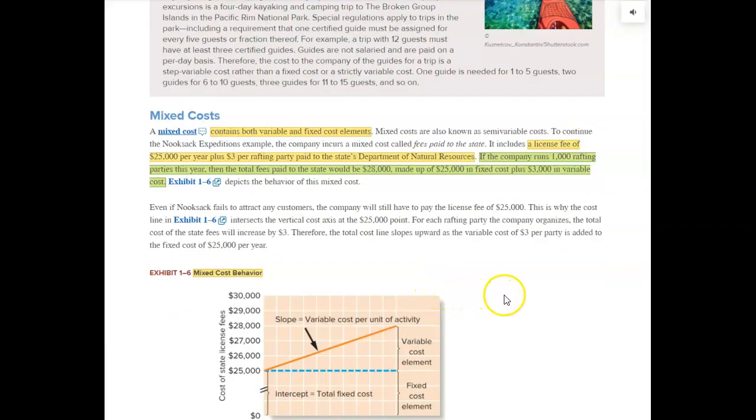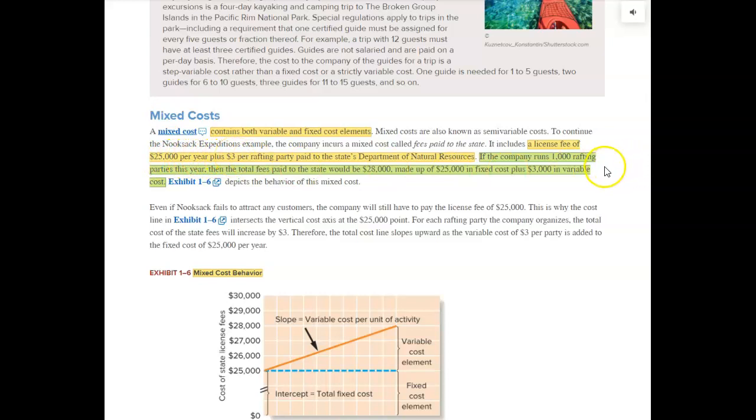A mixed cost is a cost that has both a variable and a fixed element in it. The example they give here is a license fee. You have a rafting company, and you have to pay $25,000 per year to the Department of Natural Resources in your state. That's just to have a license, probably, to take people kayaking. Then, on top of that, you have to pay $3 per rafting party. So you can see it's a fixed cost plus a variable cost.